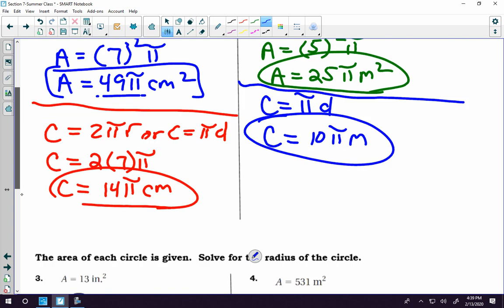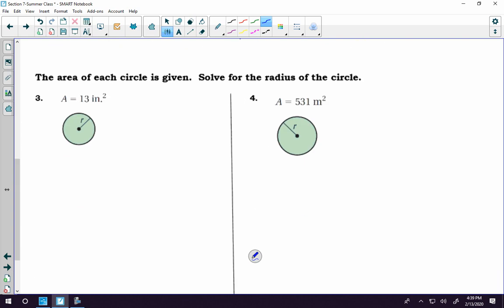Oops, sorry, I think we had some other problems to do. Okay, yes. All right, now in number 3 and number 4, we'll just do one of these.